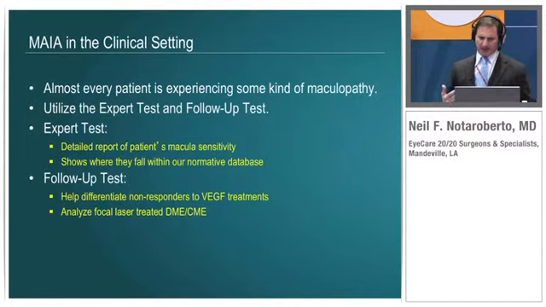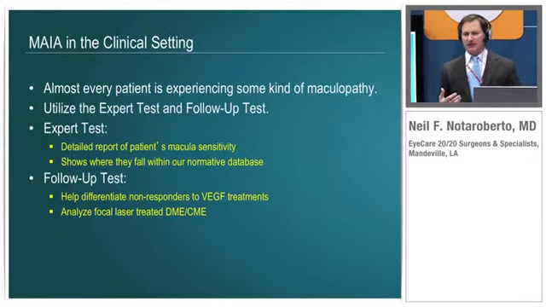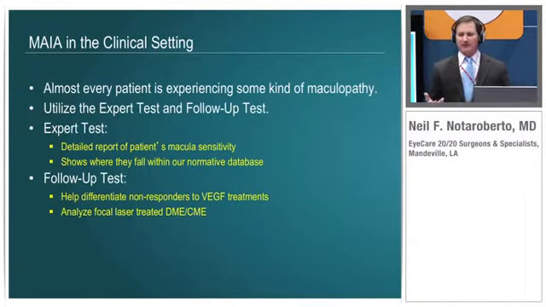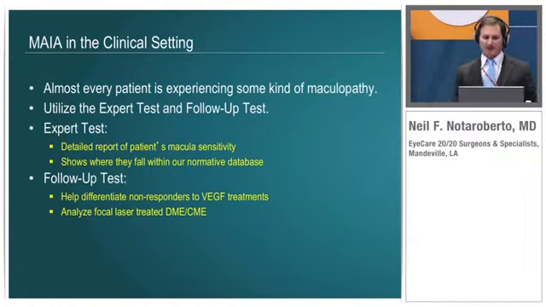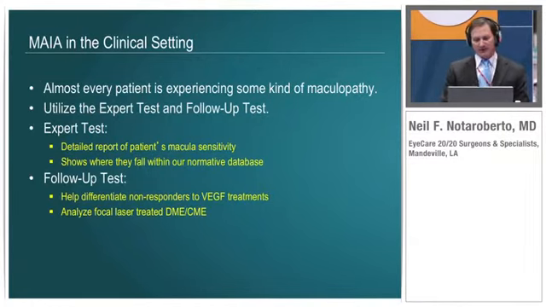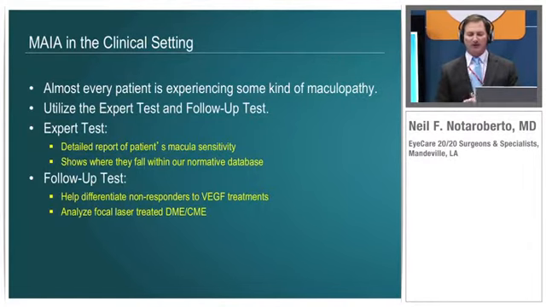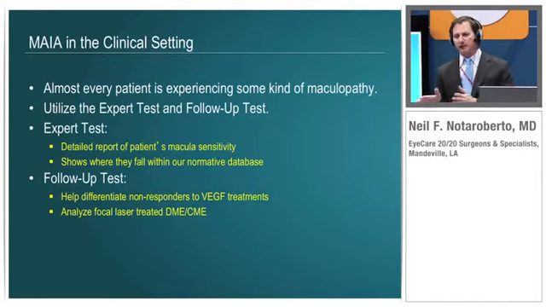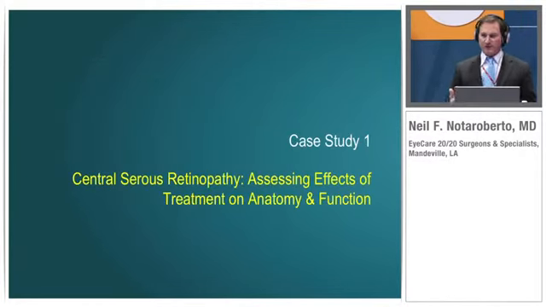So in our clinic, the MAIA really is an integral part because almost every patient coming through has some type of maculopathy, from ischemic to edematous to neovascular. So we utilize the expert test and we utilize the follow-up test. The expert tests, of course, help us determine functionality, and we will see case reports on how we use that specifically. But more importantly, the follow-up test helps guide our treatment plans. So let's go over some case studies.